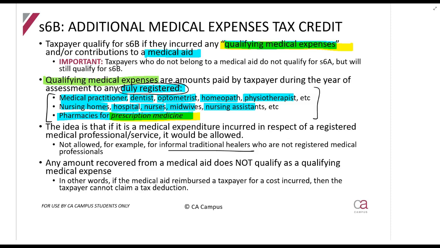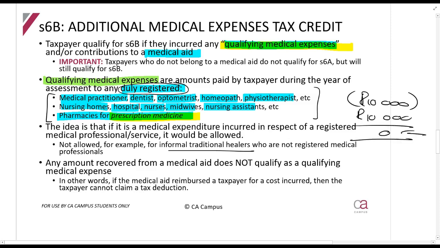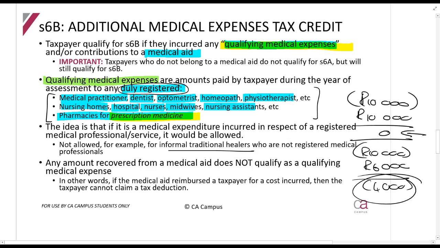Because if you think about it, if you spend 10,000 rands, so that's a cash outflow, and your medical aid gave you 10,000 rands, then what was the amount out of pocket? Nothing. You can't claim for anything. If you paid 10,000 rands and your medical aid reimbursed you 6,000 rands, it means you are 4,000 rands out of pocket. You can claim on that 4,000. So basically, the amount that you are out of pocket, you can claim.